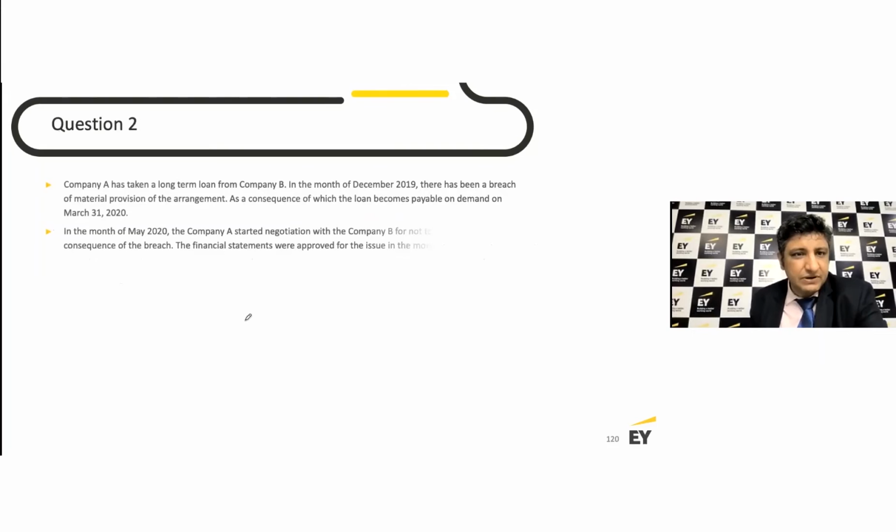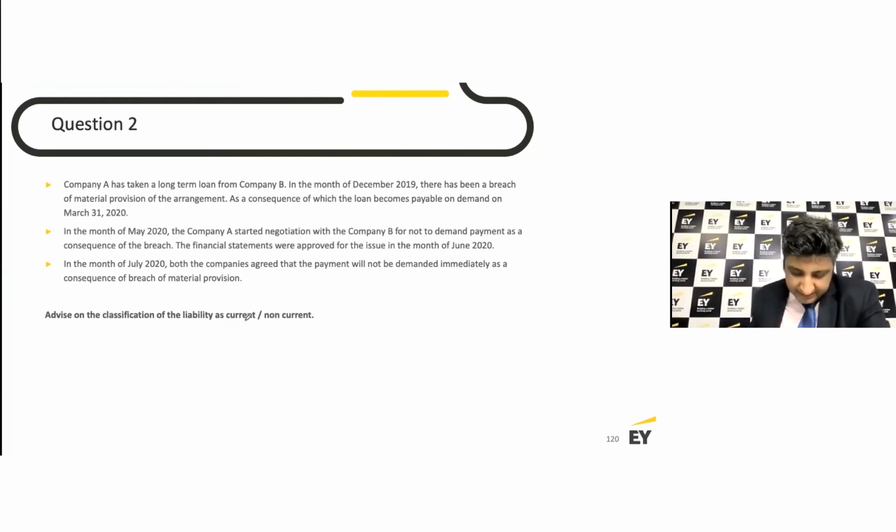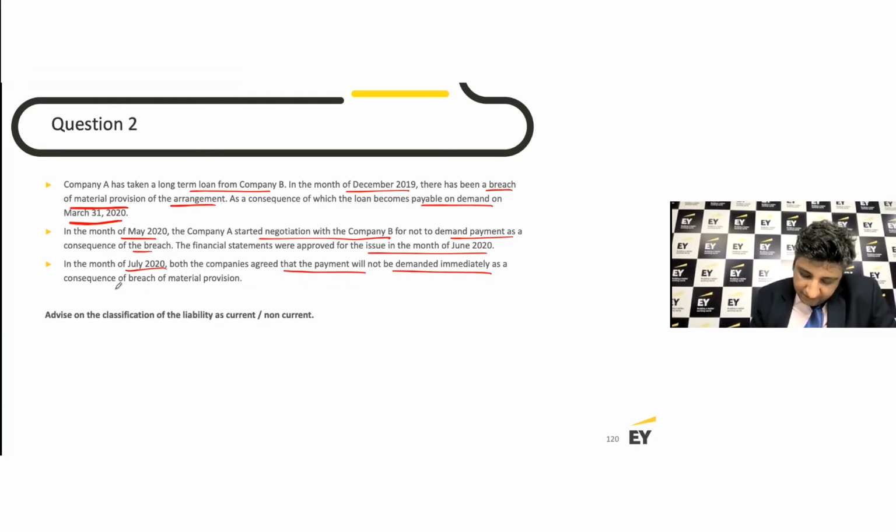All right. Let's have a look at the second question now, right? It says that A has taken a long-term loan from B. In the month of December 19, there has been a breach of a material provision of the arrangement, and the loan becomes payable on 31st of March 2020. In the month of May 2020, the company started negotiation with B to not demand payment as a consequence, and the financial statements were approved in the month of June, right? In the month of July, both the companies agreed that the payment will not be demanded immediately. The question is, advise on the classification of the liability as current or non-current, right?